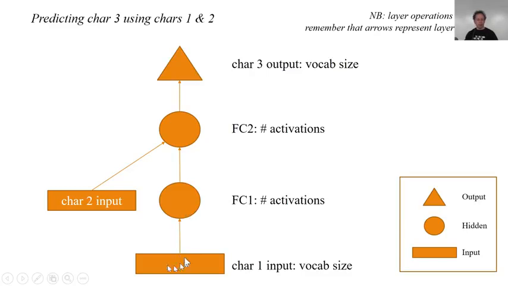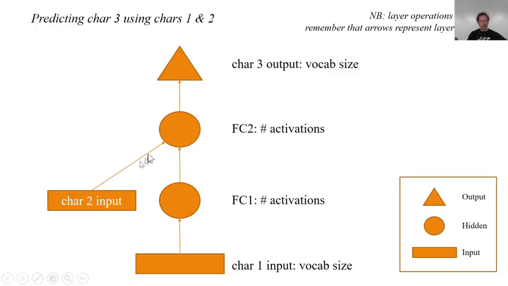So we put that through a fully connected layer to get some activations. We can then put that through another fully connected layer. And now we're going to bring in the input of character 2, right? So the character 2 input will be exactly the same dimensionality as the character 1 input. And we now need to somehow combine these two arrows together. So we could just add them up, for instance, right?